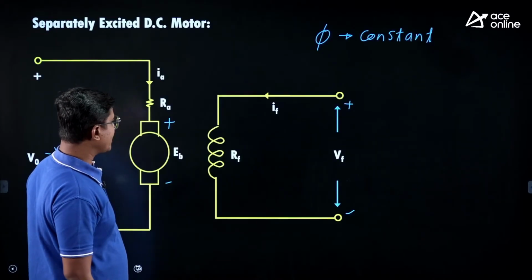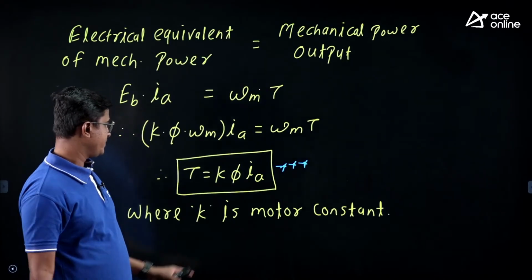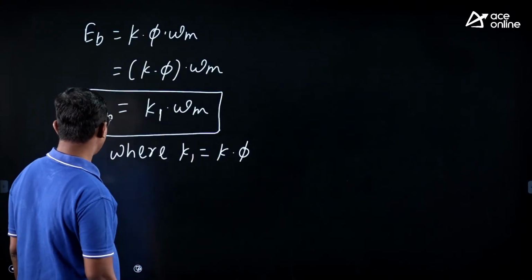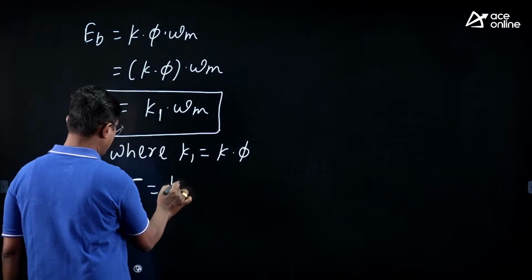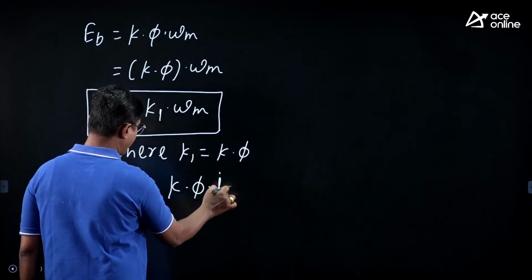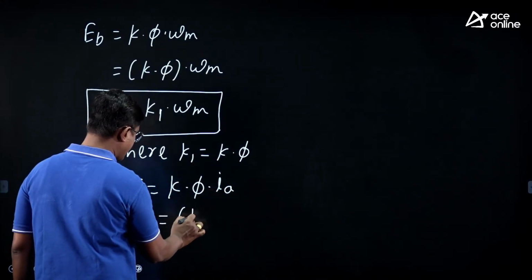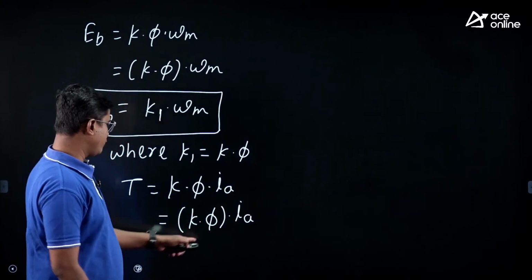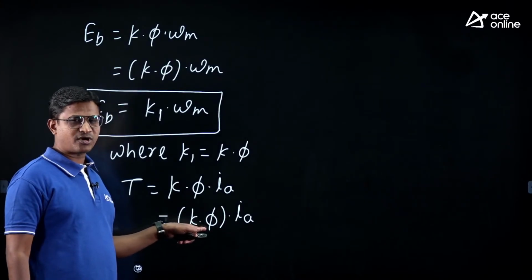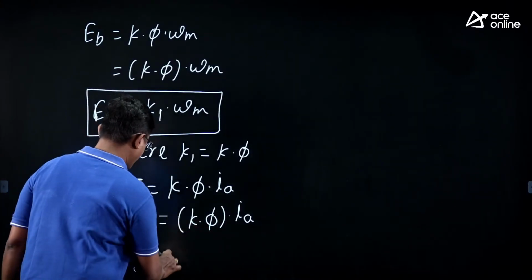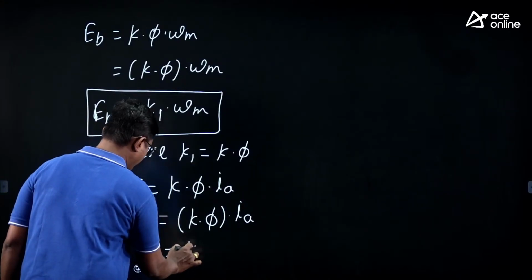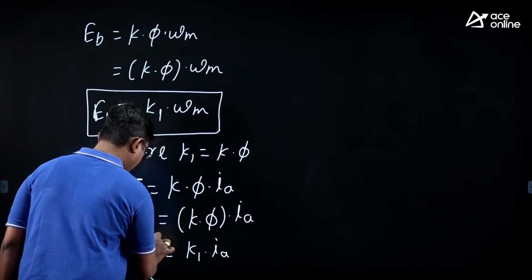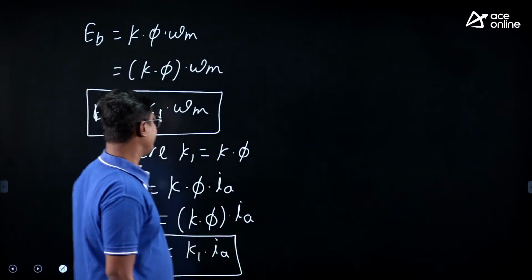Next, what is the torque expression for a general DC motor? T equal to K into phi into Ia. But K is constant, phi is also constant. So I am writing K into phi in one bracket, both constants. The product of the two constants is a constant. So it is equal to K1 into Ia. So torque is equal to K1 into Ia.